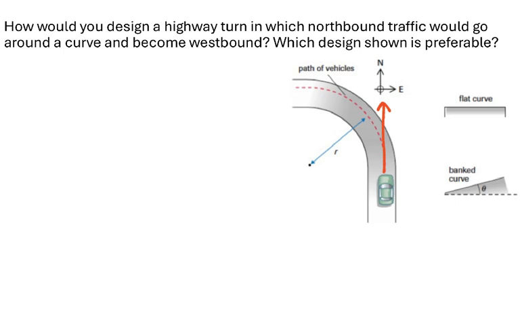However, if we bank the road towards the inside of the curve, we're actually creating a force of gravity that is slightly to the left in this case, which will help keep that car on the road, especially when it's icy and the friction between the tires and the road is less than if it's dry.